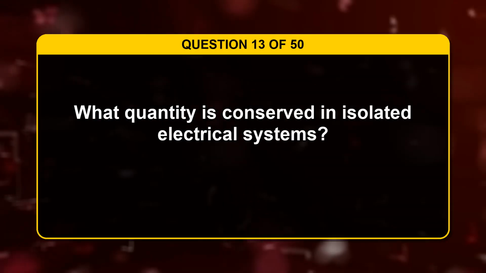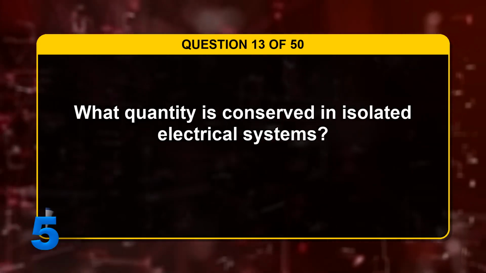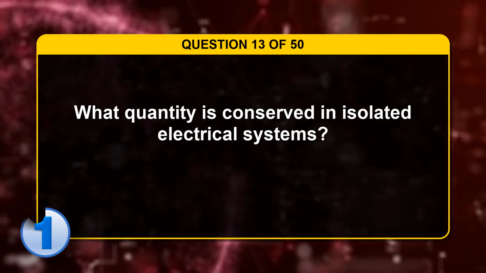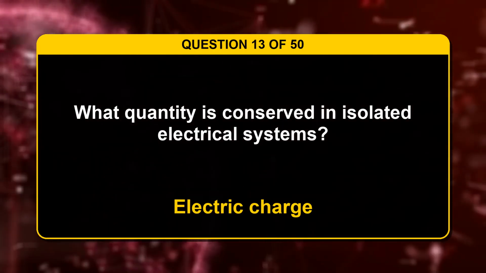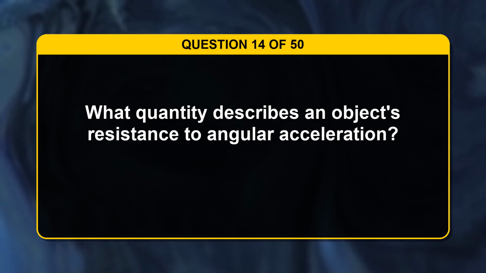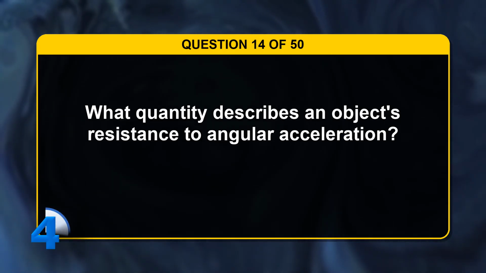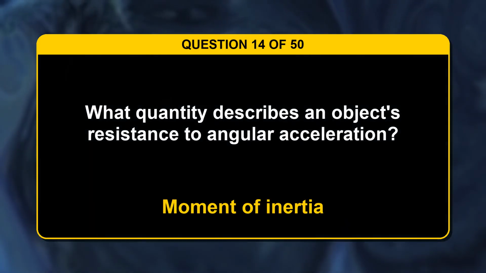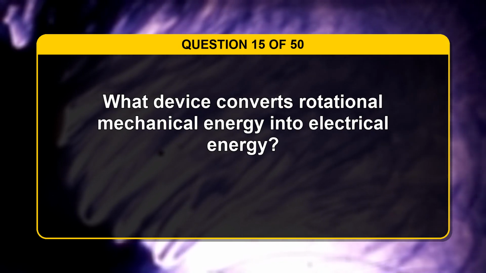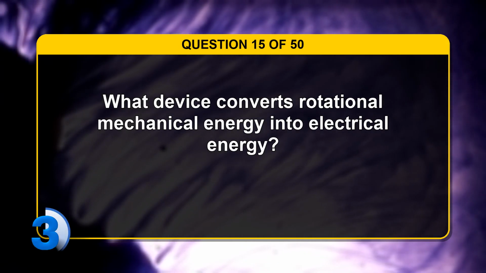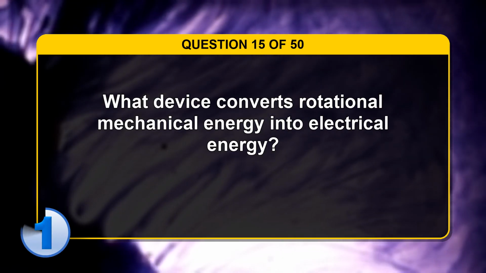What quantity is conserved in isolated electrical systems? Electric charge. What quantity describes an object's resistance to angular acceleration? Answer: moment of inertia. What device converts rotational mechanical energy into electrical energy? Generator.